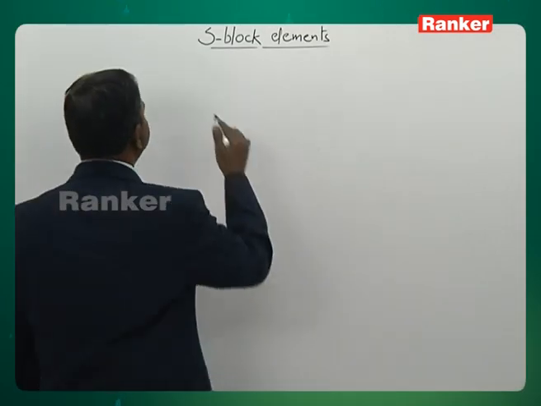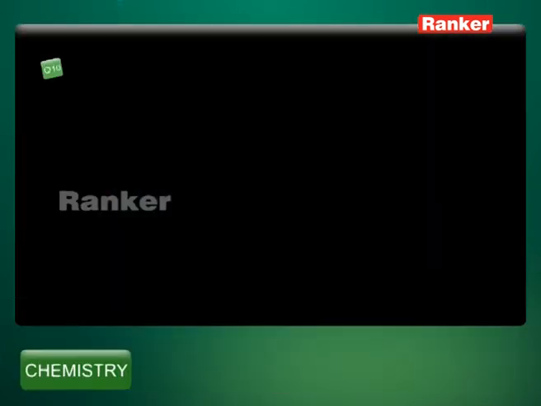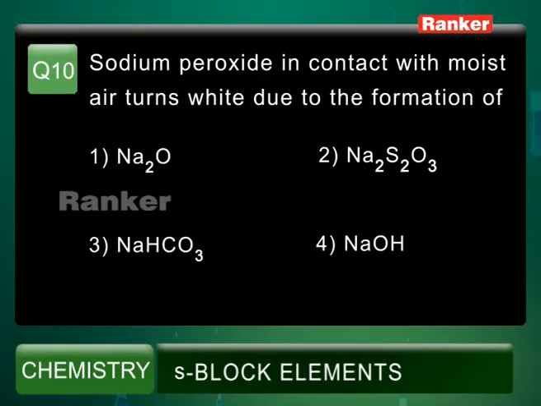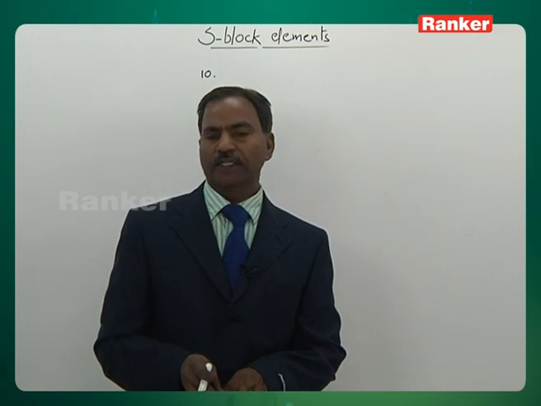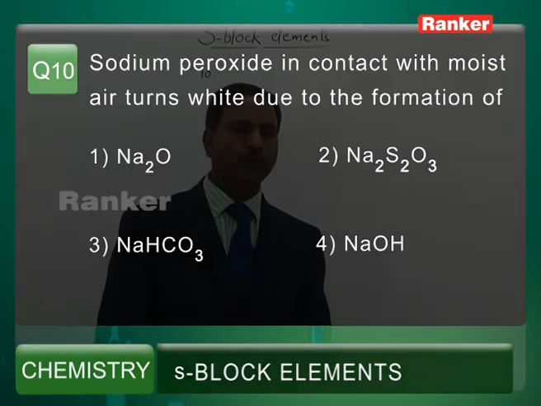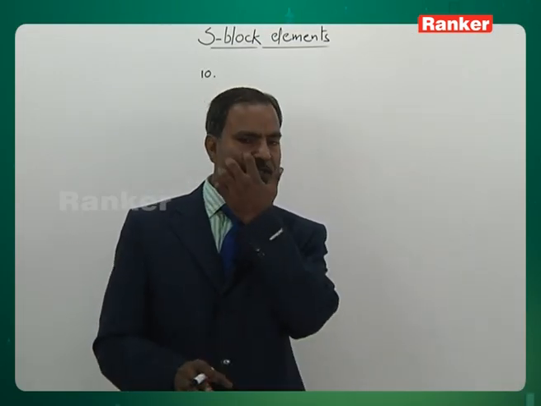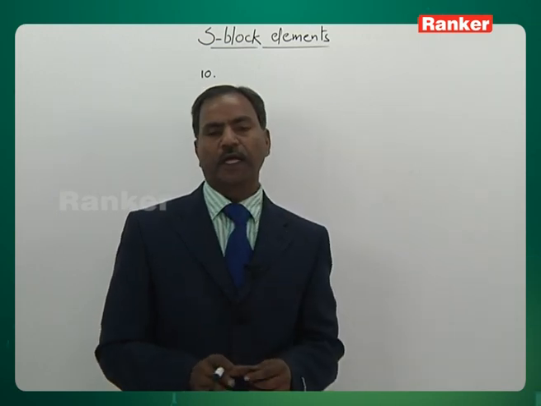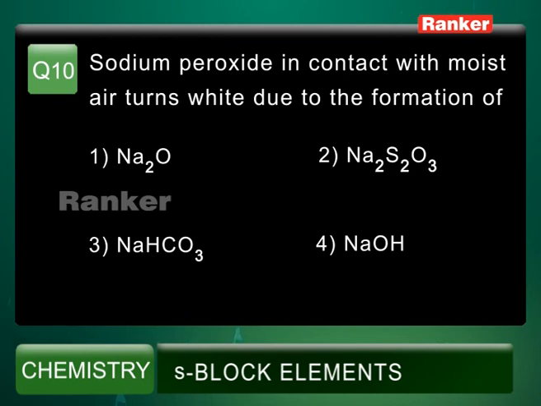Question number 10. Sodium peroxide in contact with moist air turns white due to formation of, see, Na2O. Sodium peroxide with moisture is not producing any sodium monoxide. And coming to the second option, Na2S2O3. Sodium peroxide with moisture is not converting to any Na2S2O3. There is no chance of giving rise to any Na2S2O3. Coming to sodium bicarbonate, no. Coming to option 4, NaOH.